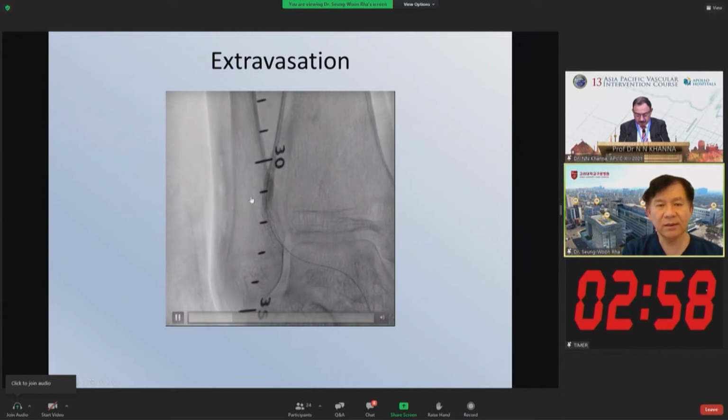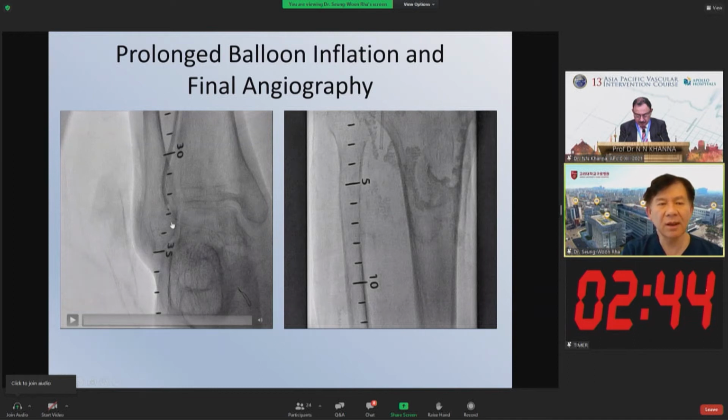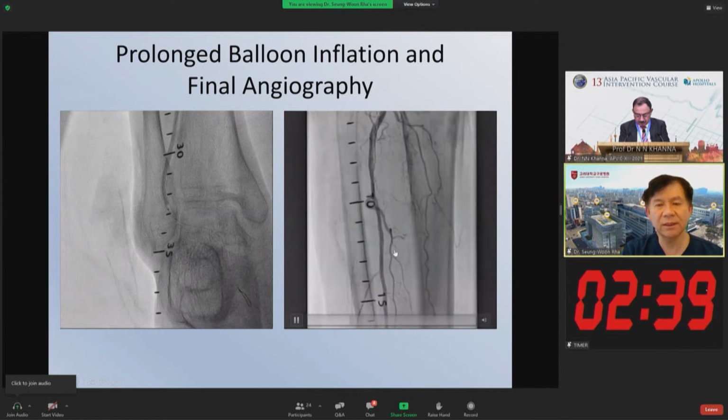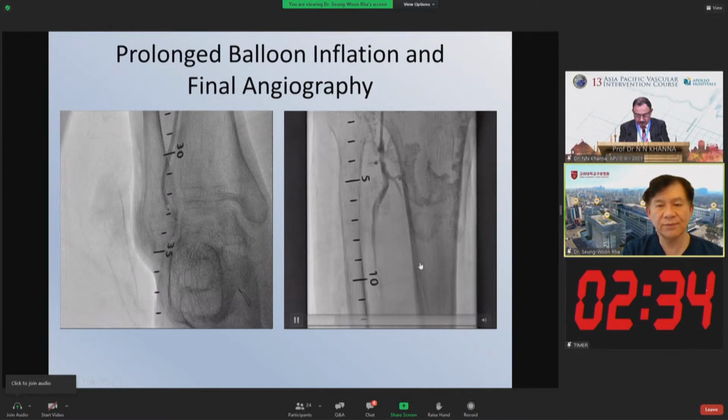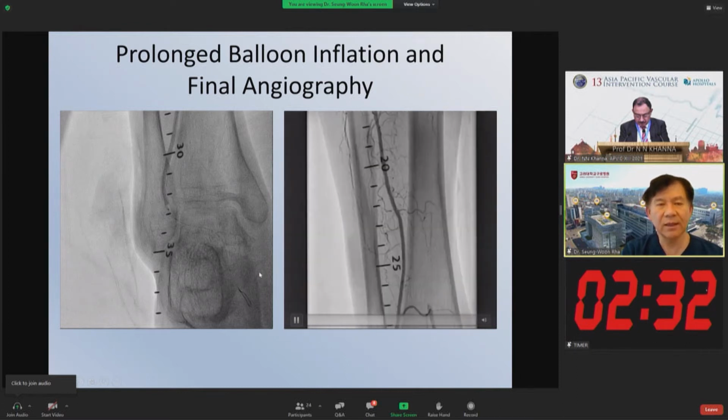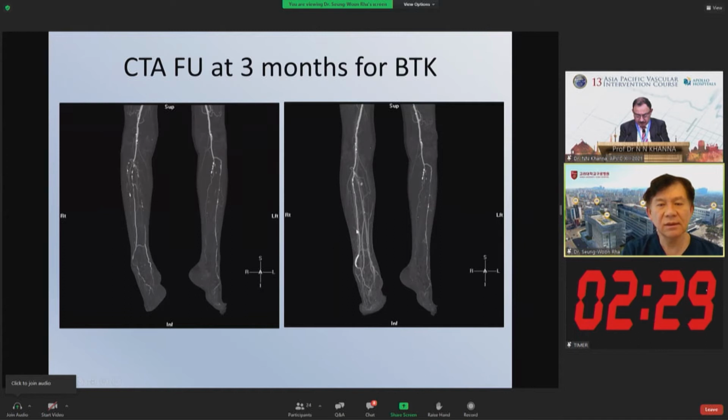As we expected, there must be injury, but do not fear this injury because there is an underlying endothelial layer inside. So you have to prolong the inflation 2, 3, up to 5 minutes, then hemostasis can easily be achieved. With prolonged inflation, complete hemostasis and distal perfusion can nicely be achieved. So 3 months later, very good foot circulation and nice wound healing could be achieved.